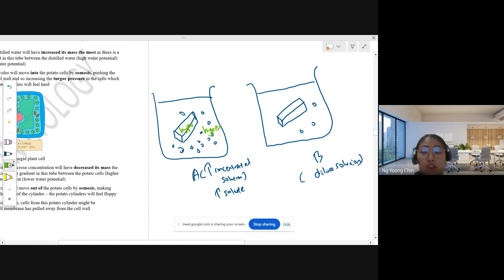Okay, so Adam and Suyang, you tell me what will happen. What will happen in the next step? Will water diffuse out from the potato strip to the surrounding, or will the water diffuse into the potato strip? Will the potato strip lose the water or gain the water? In solution A, what will happen? Want to have a try? Or are you thinking?